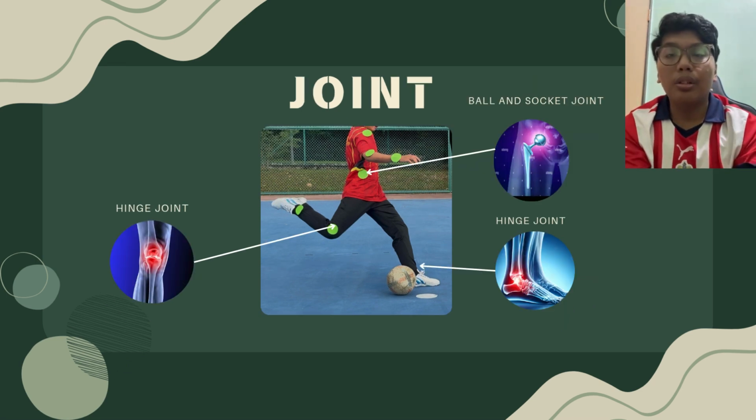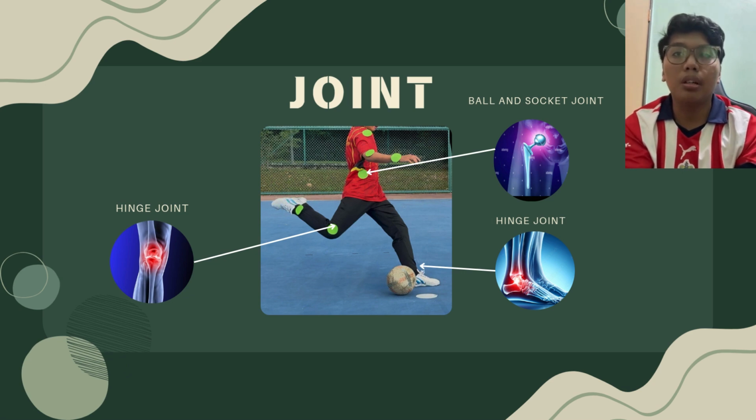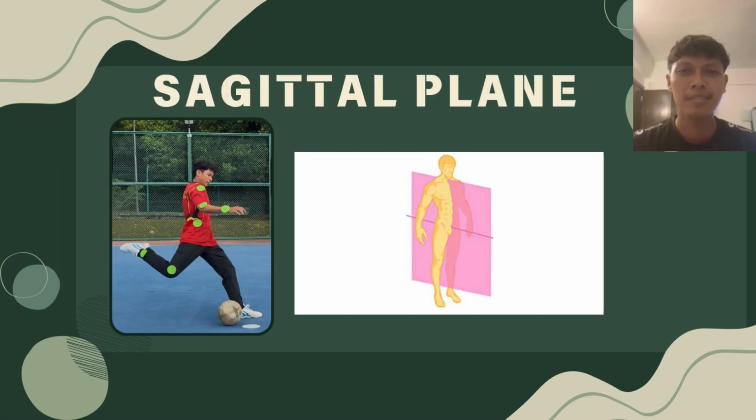And lastly, the joints. The hinge joints in the knees and ankles allow players to run, kick and stop quickly, while the ball and socket joints in the hips give them the flexibility and rotation needed for turning, changing direction and powerful leg swings.